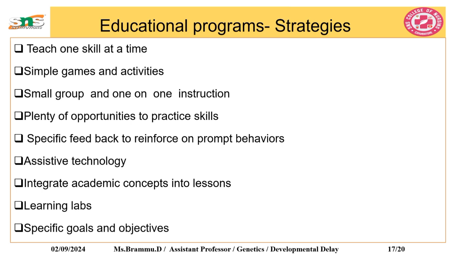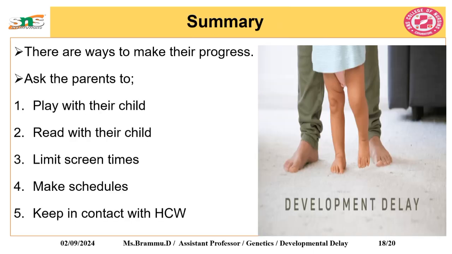Coming to the educational programs, how can we start training the child? We have to plan certain strategies and have the child undergo them. Start by teaching one skill at a time, and simple games or activities can be given to the child. You can place the child in a small group or give one-to-one instruction according to the level of understanding. Give plenty of opportunities for practicing the skills, use assistive technologies, integrate academic concepts into the lessons, and you can also use recent trends.